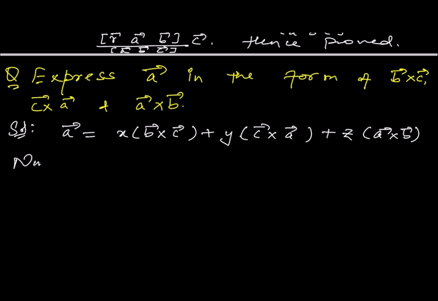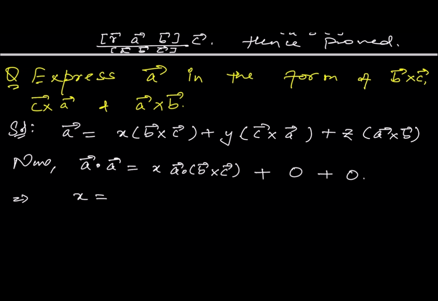So now taking dot product with A vector, so A dot A is equal to x times A dot B cross C plus this will be 0 and this will be 0 because A vector and C cross A are perpendicular and A vector and A cross B are also perpendicular. So dot product will be 0 because cos 90 is 0. So from here I can get x is equal to mod of A vector square upon box ABC, right?